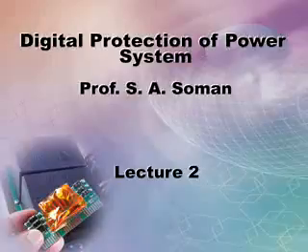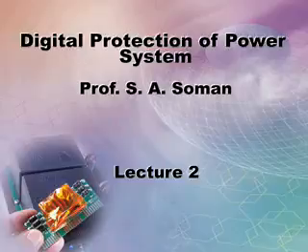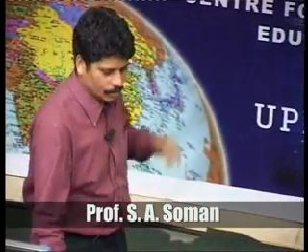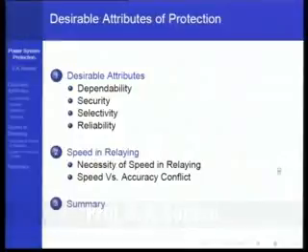Let's start with what the desirable attributes of protection are. In other words, what do we want out of a protection system? Let's try to understand that. There are four characteristics that we need to worry about: one is dependability, another is security, third is selectivity, and fourth is reliability. They are not totally independent of each other, but they more or less summarize the important things that we aspire for in a protection system.